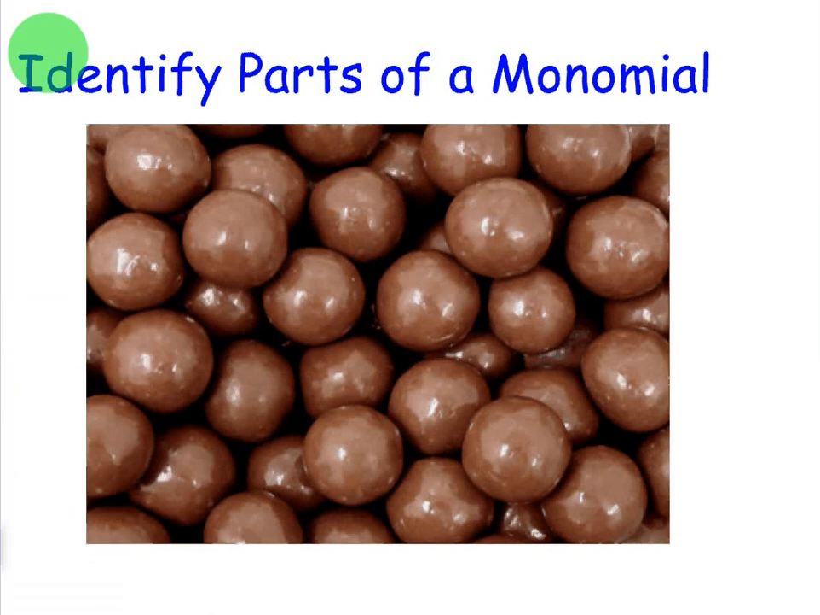In this lesson, we're going to take a look at the different parts, or components, of a monomial. Here we just have a picture of some candy, and it's just a finite number. Just remember that, and it's a whole number. For example, this might be 100 pieces of candy. Remember that for it to be a monomial, the exponent has to be a whole number.